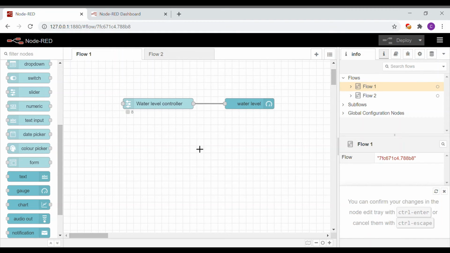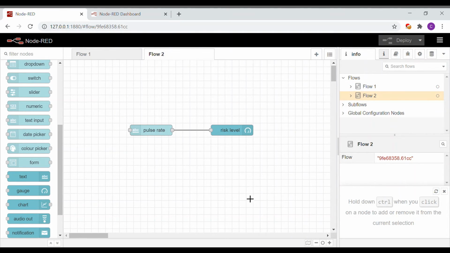I started up with this kind of setup. First one being the water level controller, and for this I used a slider, and for depicting the water level I used the gauge. For the flow too I have made another setup that helps us read the pulse rate and shows the risk level at which we are. For the pulse rate I have used the text input, and for the risk level again a gauge.